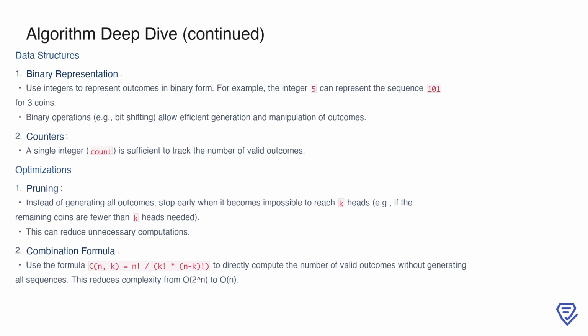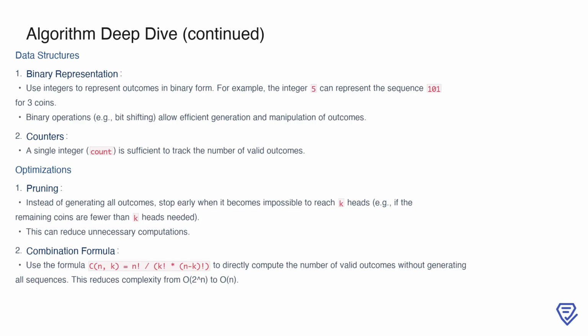For data structures, integers are ideal for representing outcomes in binary form. For example, the integer 5 can represent a sequence of coin outcomes. Binary operations, such as bit shifting, allow for efficient generation and manipulation of these outcomes. Additionally, a single integer counter, count, is sufficient to track the number of valid outcomes.